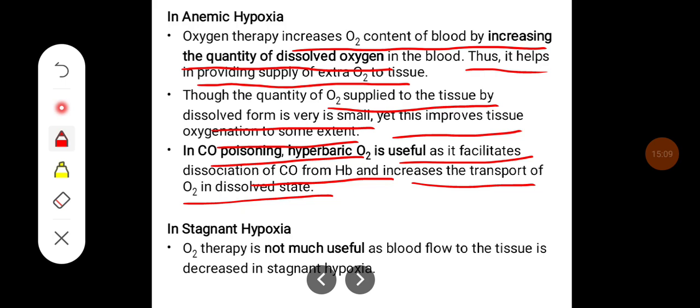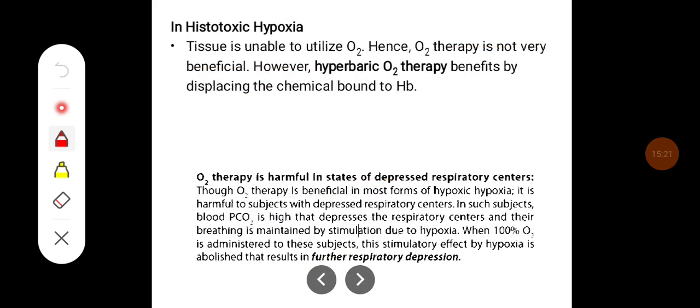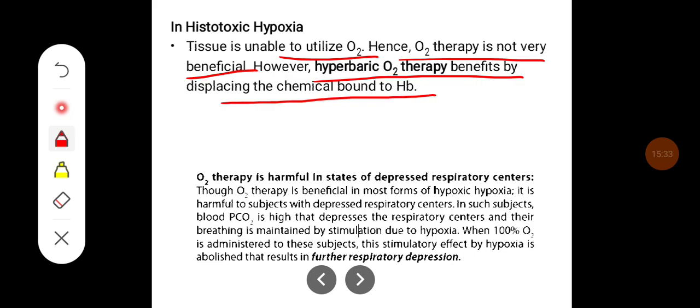In stagnant hypoxia, oxygen therapy is not much useful as blood flow in the tissue is decreased. In histotoxic hypoxia, tissue is unable to utilize oxygen, hence the oxygen therapy is not very beneficial. However, hyperbaric oxygen therapy benefits by displacing the chemical bond to hemoglobin.